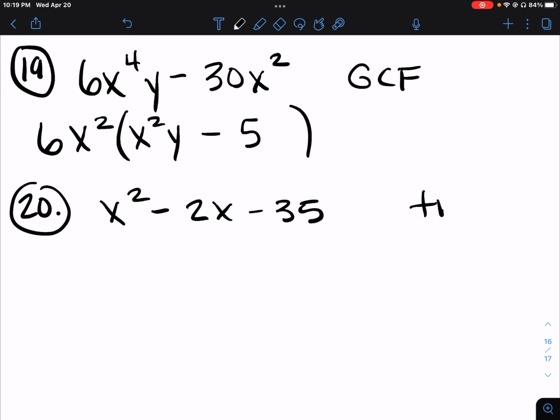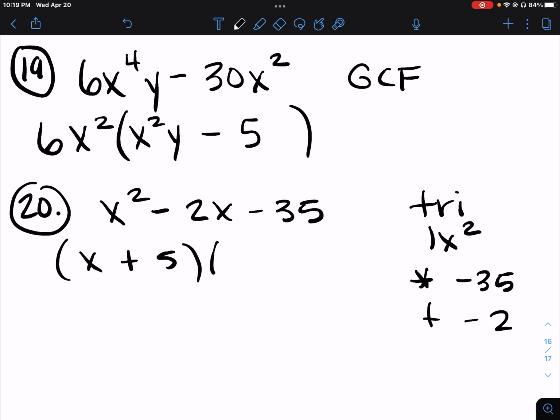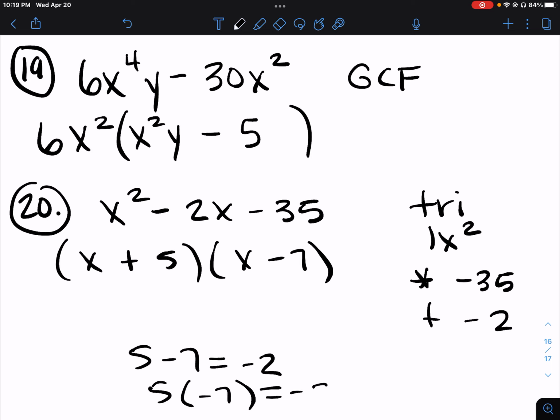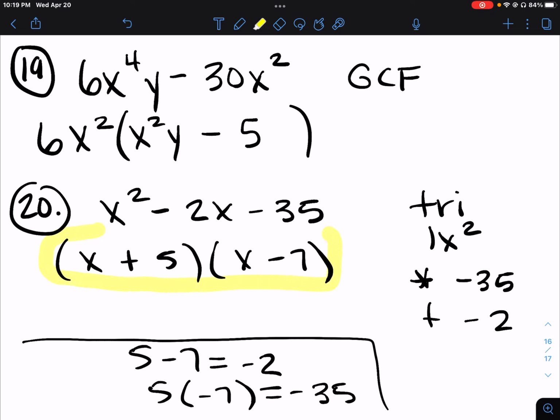Okay, this is a trinomial with a 1x squared, so we multiply to the negative 35 and add to minus 2. Okay, so that would be plus 5 minus 7. Because 5 minus 7 is negative 2, 5 times minus 7 is minus 35. Okay, so this is our answer.